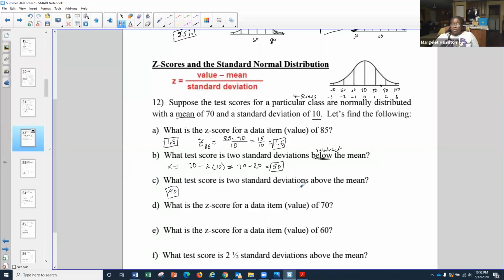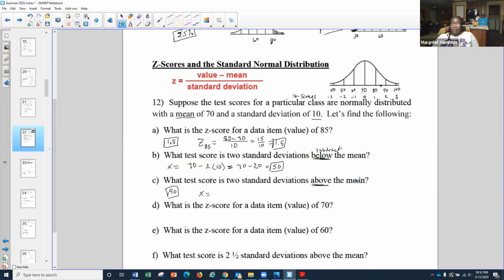But what if we couldn't see it? Let's practice writing our statement. So we're looking for x. X is that number. What is the score? All right, the test score is that it's 2 standard deviations above the mean. Again, that keyword: above the mean.